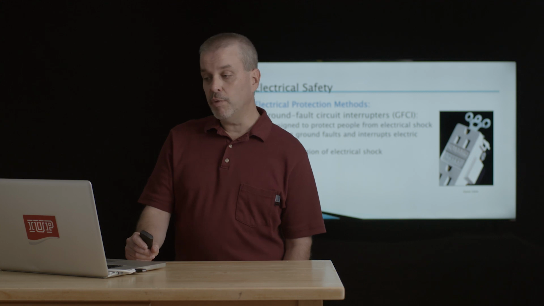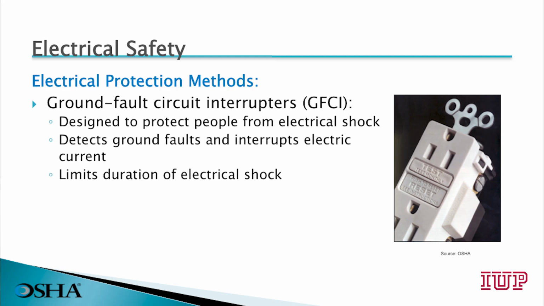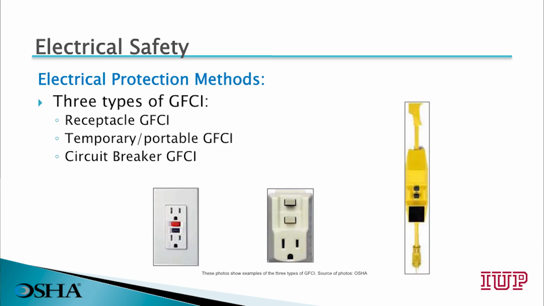Other protection methods that we can use are ground fault circuit interrupters. They're designed to protect people from electrical shock. They can detect ground faults and interrupt that electrical current, and they will limit the duration of electrical shock. There's 3 types of GFCIs. One is a receptacle. The second is a temporary or portable GFCI as part of your assured grounding program. And lastly is a circuit breaker GFCI.